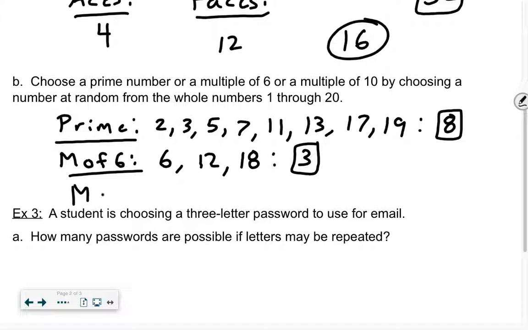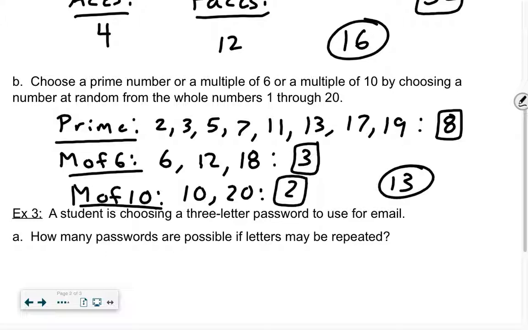And then lastly, if we look at multiples of 10, we start with 10, increase by 10, we get to 20. Therefore, we have 2 in our list of 1 through 20. Therefore, if we add 8, 3, and 2, there are a total of 13 numbers that are either considered prime, or a multiple of 6, or a multiple of 10. So be careful as you list those out.